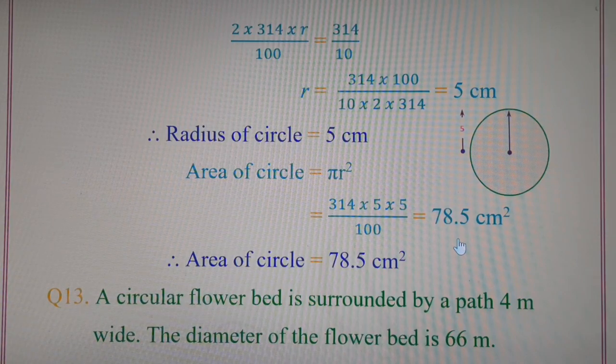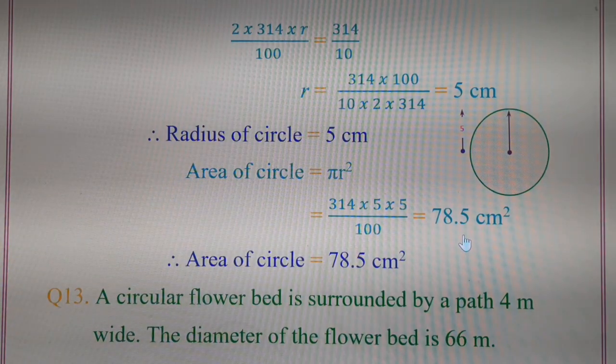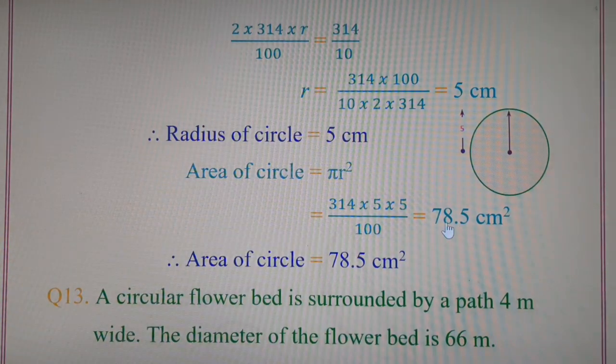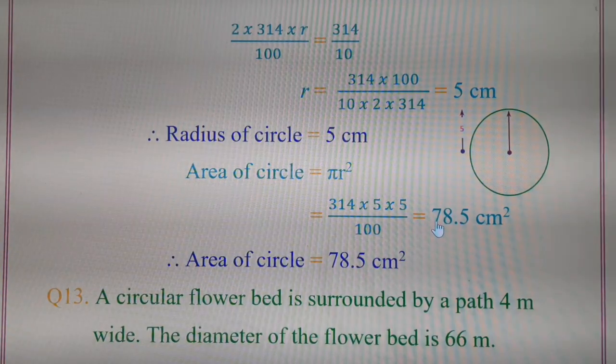7850 upon 100, the 10 gets cancelled. Our answer will be 785 upon 10. 785 upon 10 we can represent as a decimal fraction and we'll write it as 78.5. The answer will be 78.5. I have not shown the steps here, children. You can do the cancellation on rough paper and check out the answer, and you should get the answer as 78.5 centimeter square.